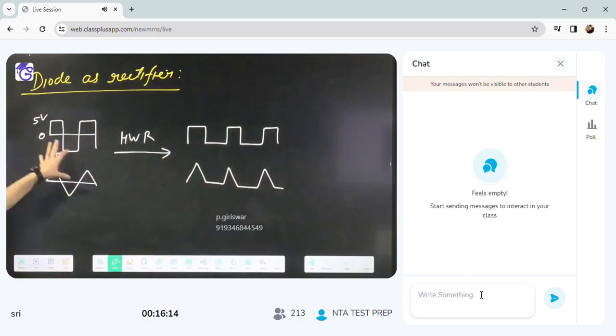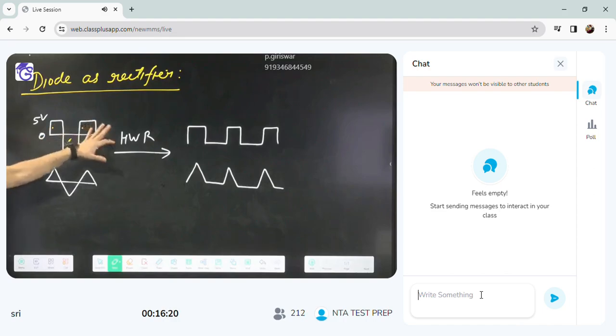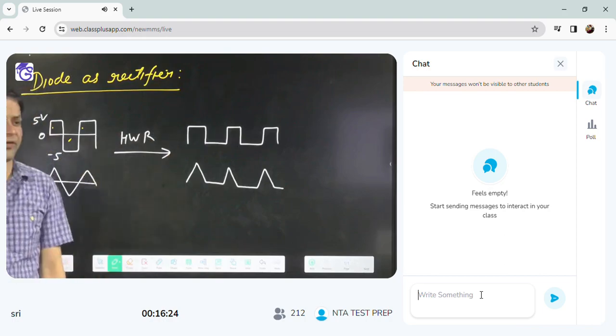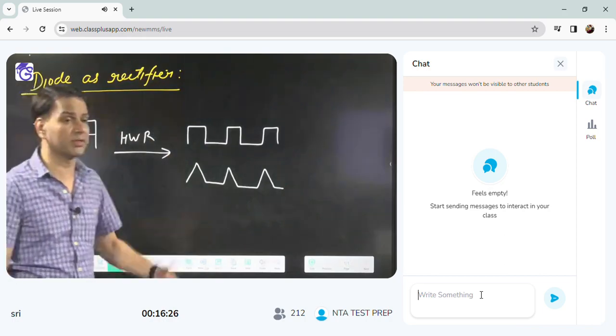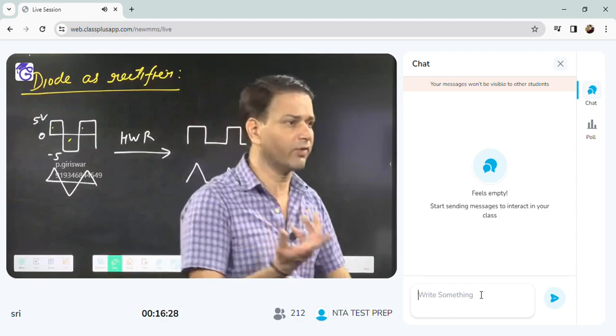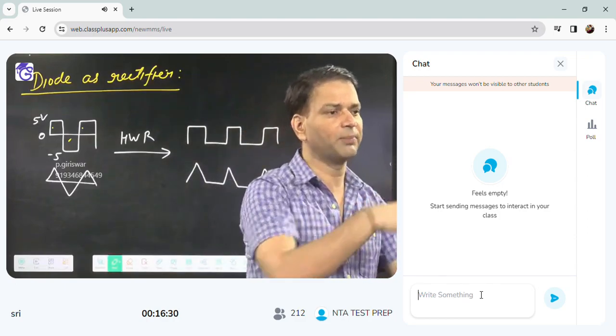So here I am giving the half wave. This is the input alternating voltage. Input alternating means this is a positive cycle, negative cycle, positive cycle, negative cycle, like that. Okay, and it passed through the half wave rectifier circuit. Then what will be there? Only half will get rectified. Then you will get the positive cycle only.